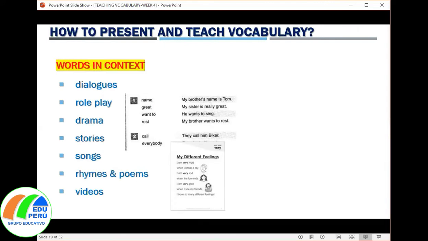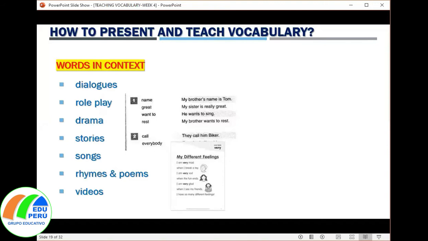The other one, I think is very small, but maybe you can see, you can watch it. Using here a poem, no? This is especially to use for children. My different feelings. Notice you're talking about feelings.